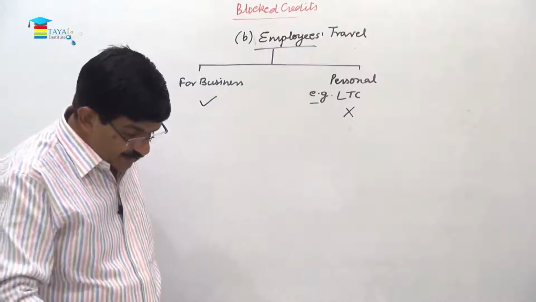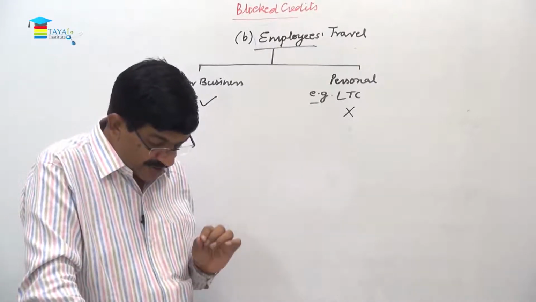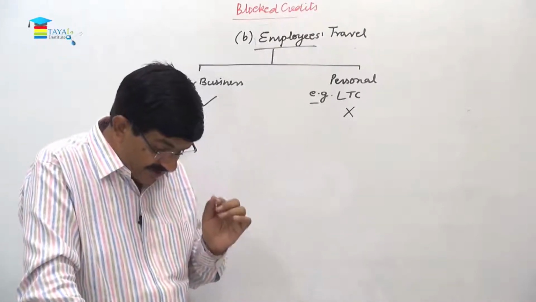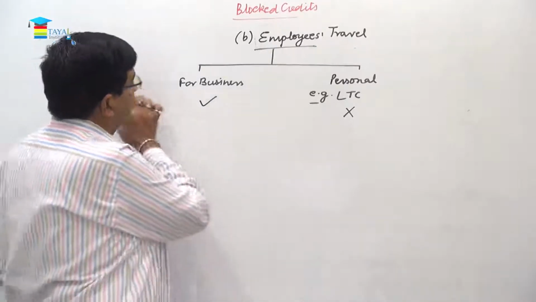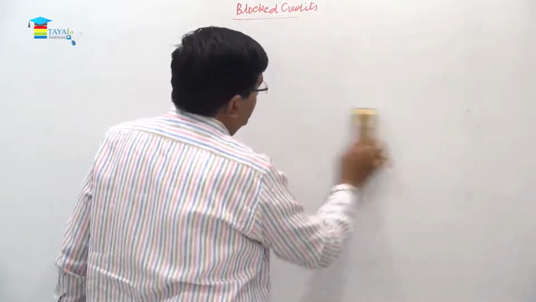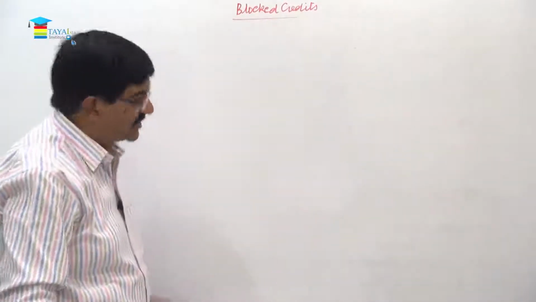Now clause C says works contract service when supplied for a construction of an immovable property except where it is an input service for further supply of the works contract. So clause C, this is works contract.